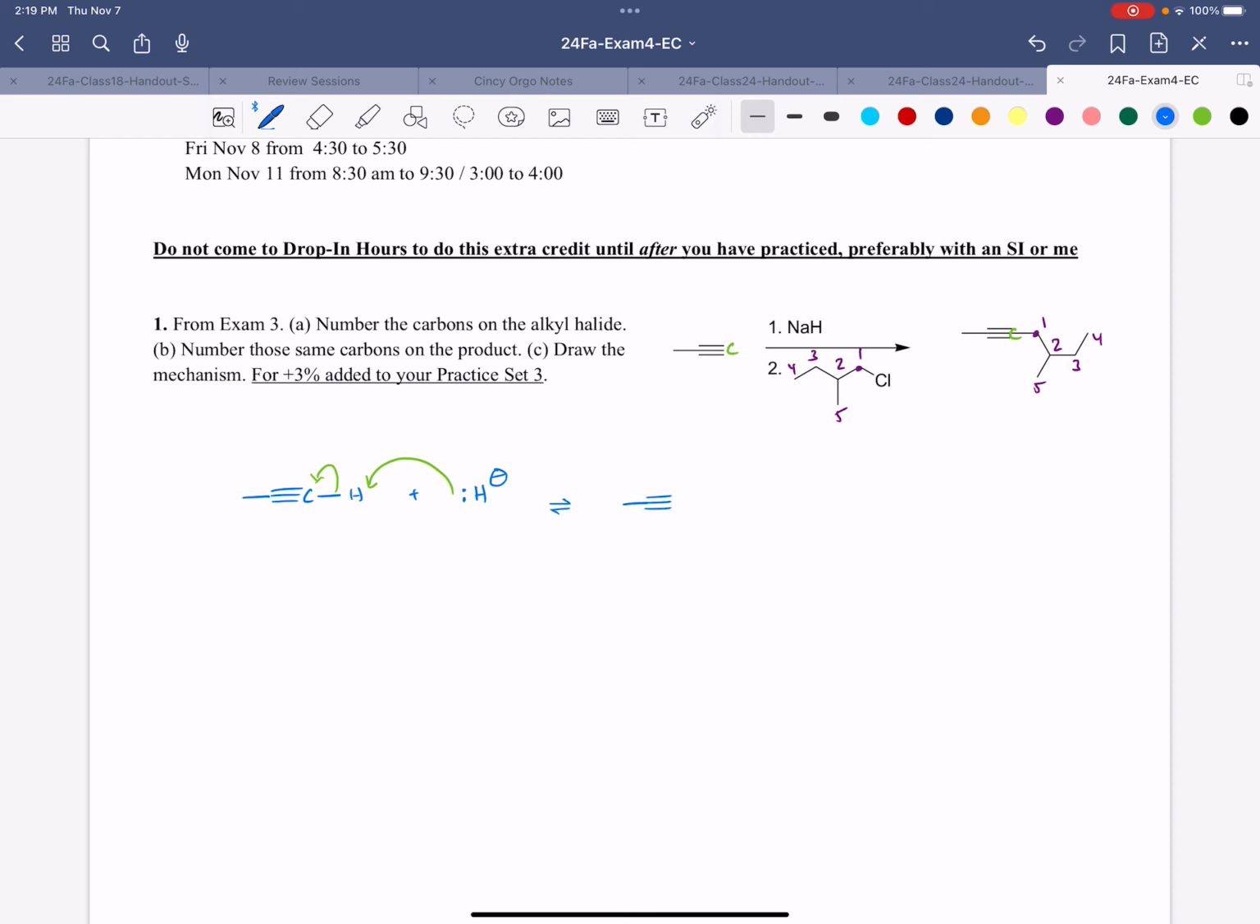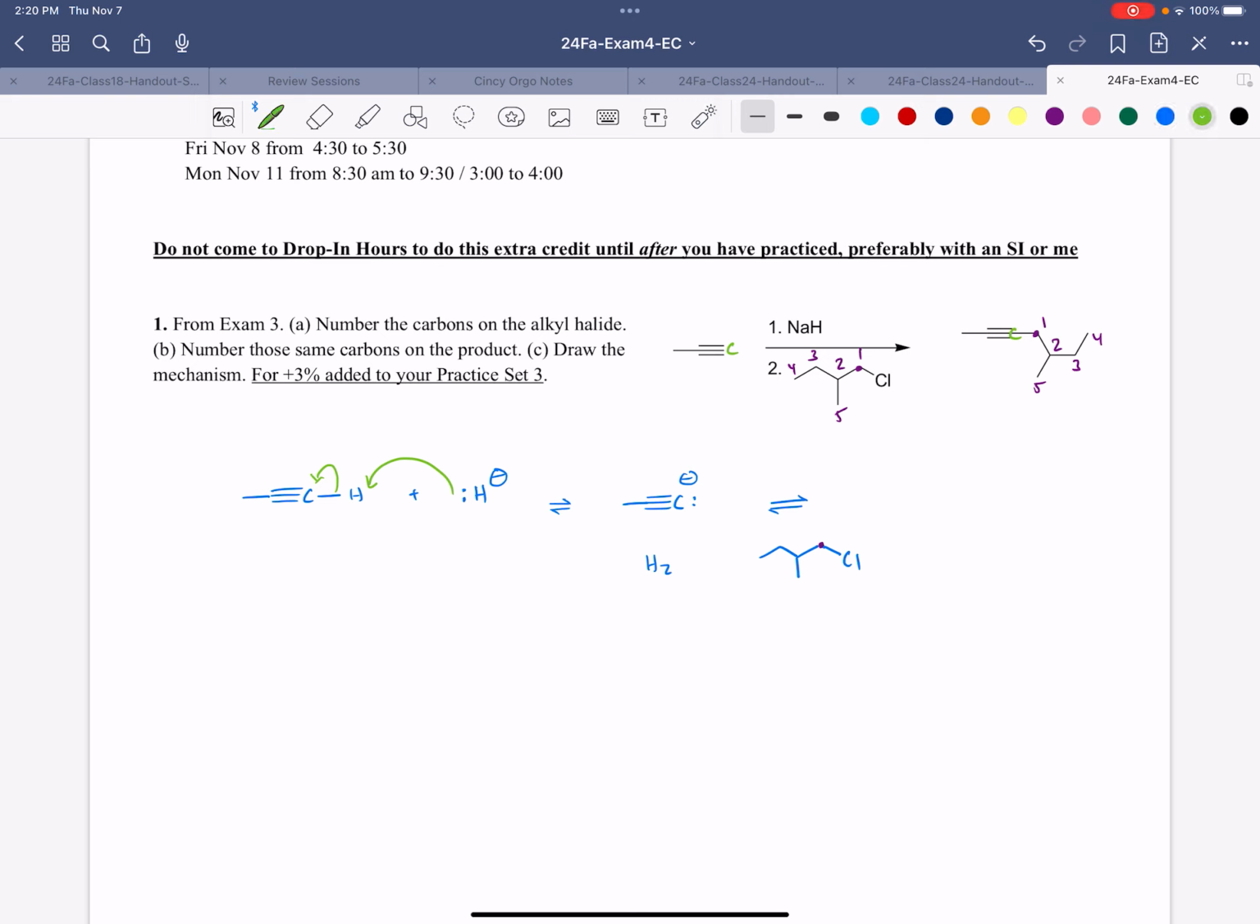You don't have to draw the letter C, but I think it just makes it easier for me to locate where the lone pair is if I draw the letter C. We did create H2 gas. The more important part is now that carbon of the alkyne is nucleophilic when you provided a primary alkyl halide. And so, keeping the color code consistent, there's your purple dot. Here's your chlorine.